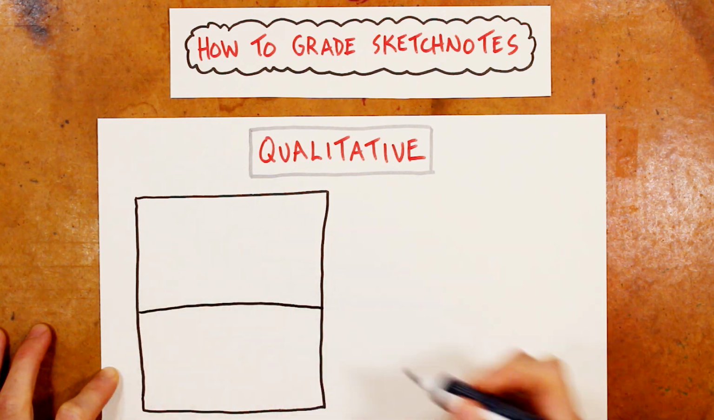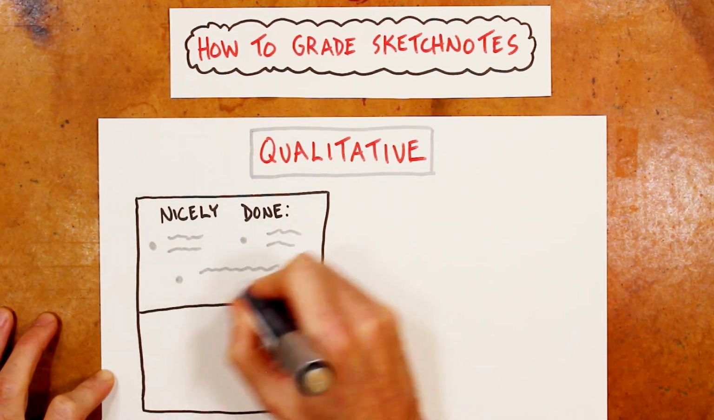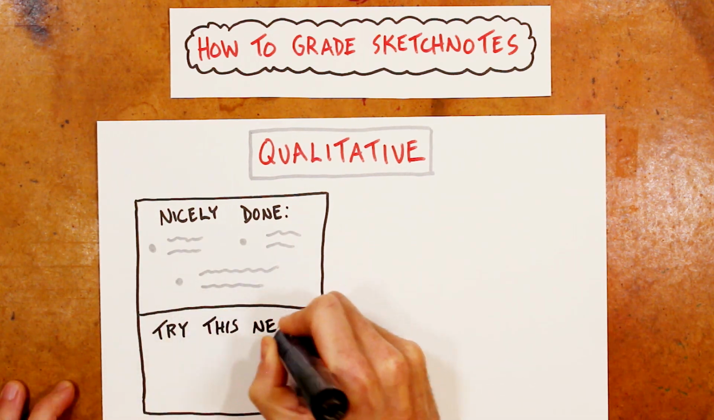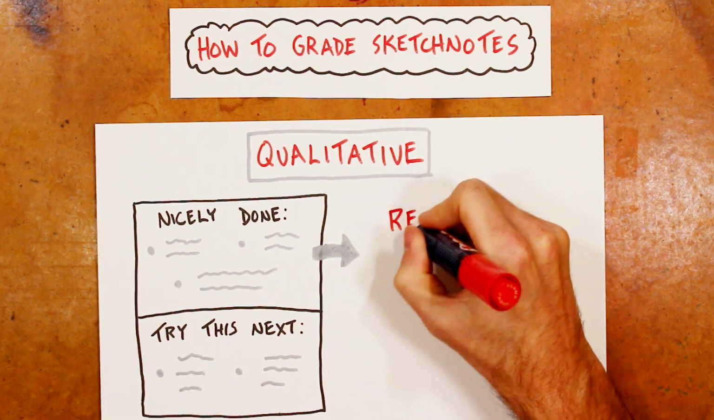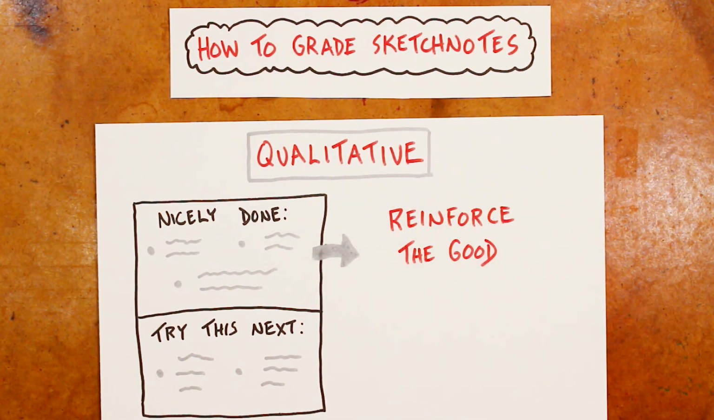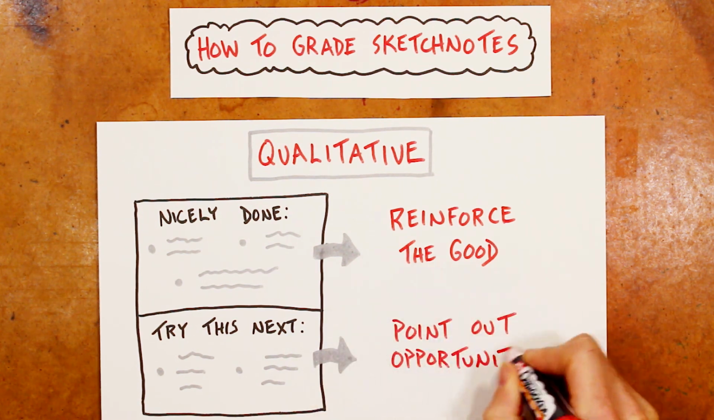You as the instructor simply provide 2 types of feedback. Identify the things that the student did well, and also identify things that students might try differently next time. In that way, you would be reinforcing the good things that you see in that student's notes, and you would also be pointing out opportunities for growth.